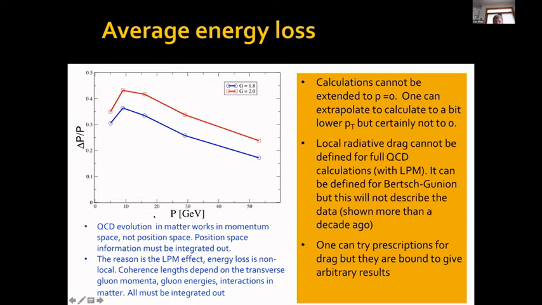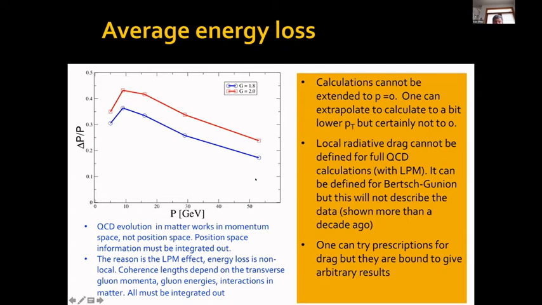So I want to make just a few comments before I conclude. QCD evolution in matter works in momentum space, not in position space. So all the information must be integrated out. The reason is the LPM effect. Energy loss is simply non-local. Coherence lengths depend on all the kinematic variables, as I already explained, and they must be integrated out, and then the applications are in momentum space. Also, we cannot do calculations to p equals 0, so if I present something below 5 GeV, it has been extrapolated a little bit. And finally, I was thinking whether local radiative drag can be defined.